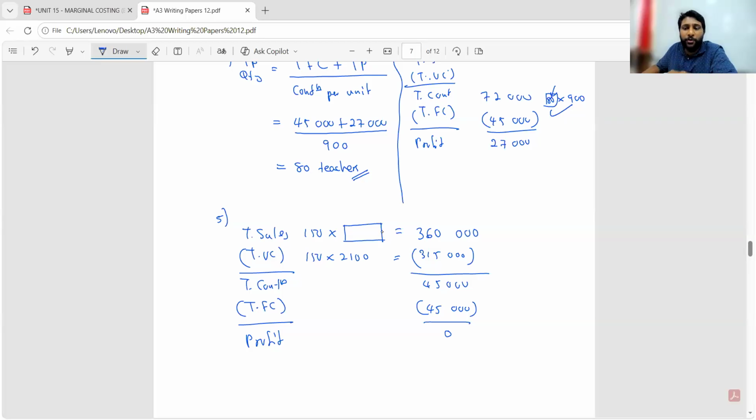To not make any losses, 2,400 rupees. That's the story. Simple case. Minimum you should charge 2,400 rupees for a ticket. If you charge below that, what will happen? You will end up making losses.